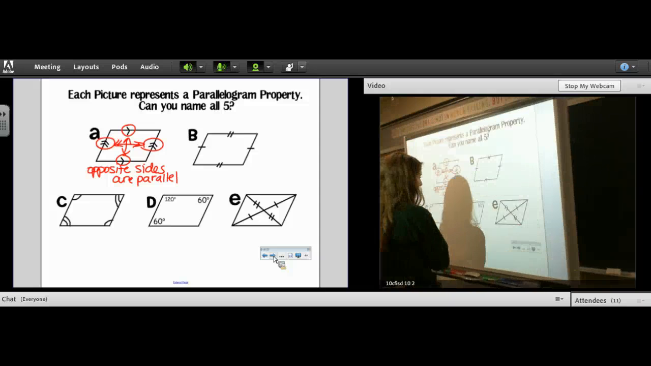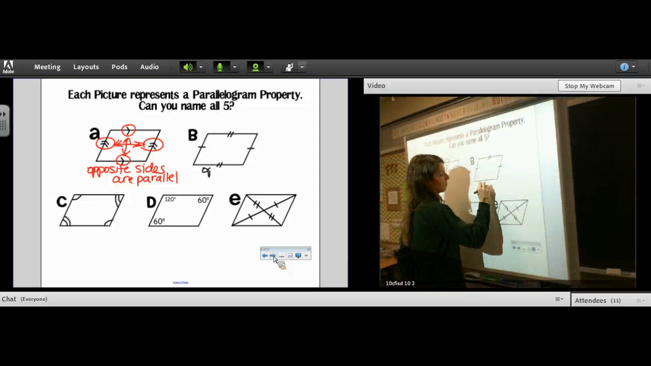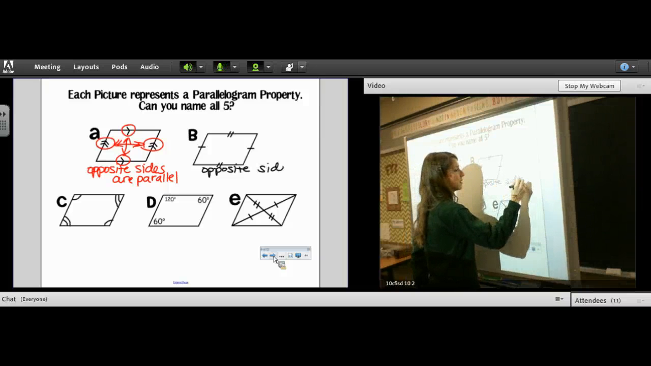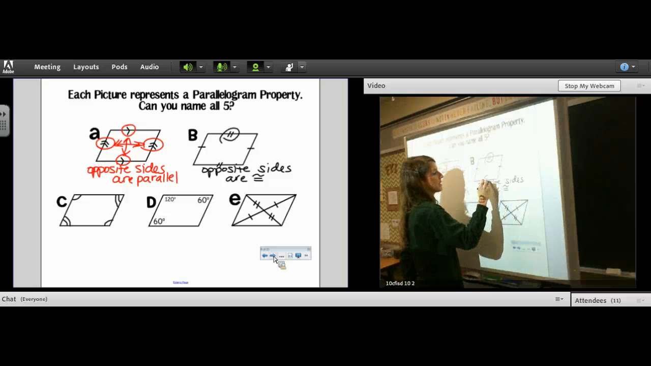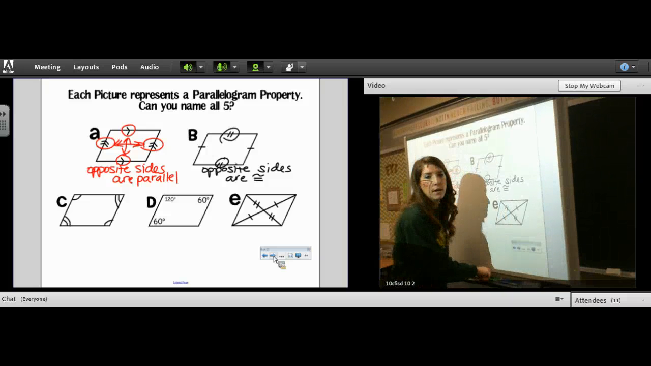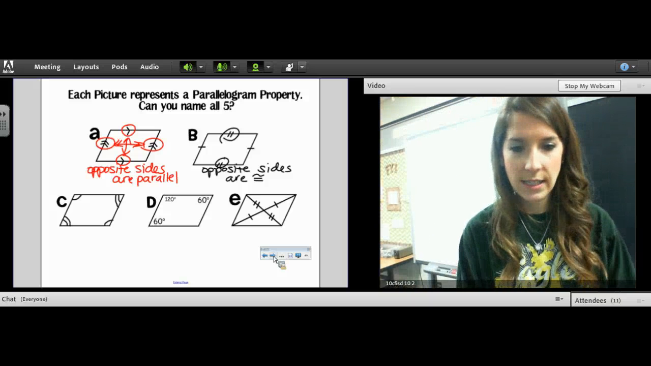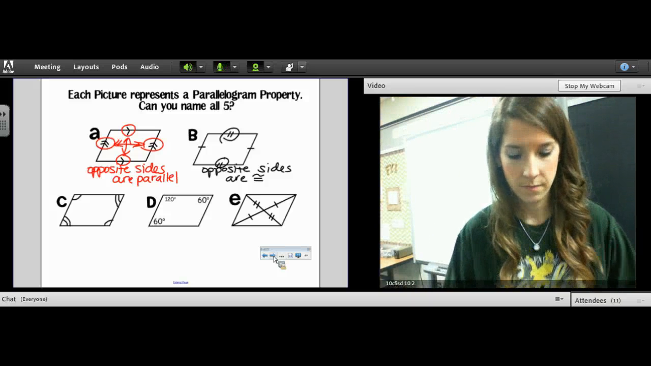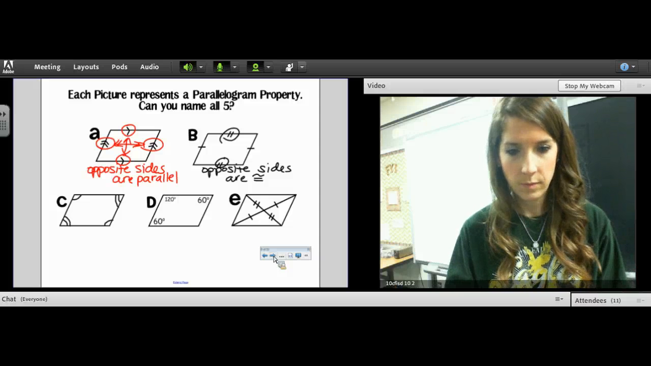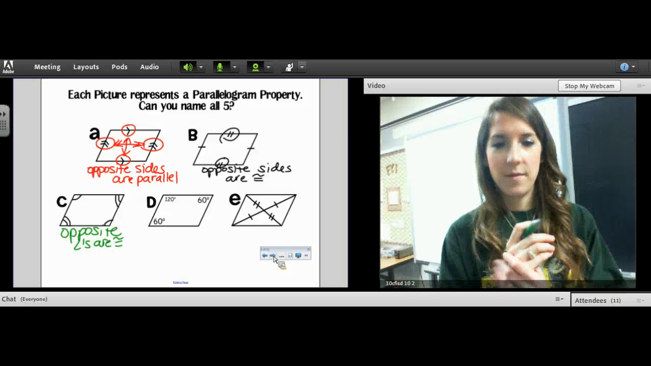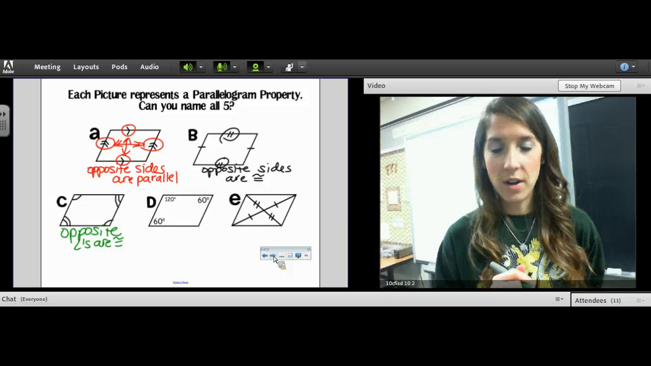So that second one is opposite sides are congruent. That's what those tick marks mean. Very nice. What about C? What am I trying to communicate in C? So C is opposite angles are congruent.